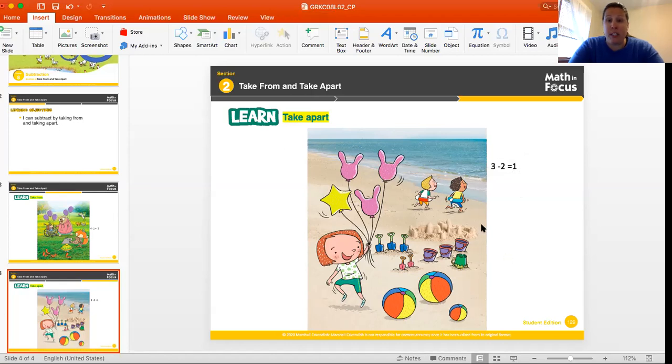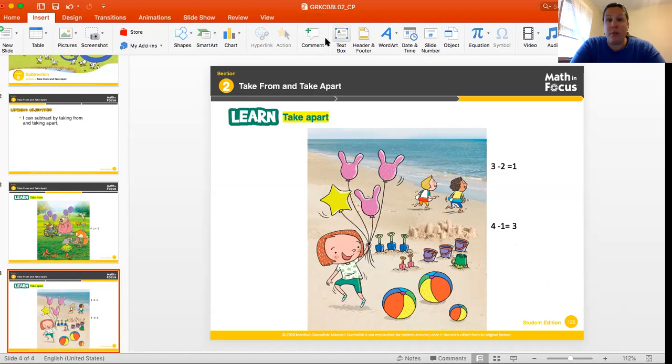Now let's look at the sand. Let's look at the buckets that they use to build sandcastles. I had 4 buckets and my brother turned 1 upside down. How many buckets are still the right way? There are 3 buckets standing upright.